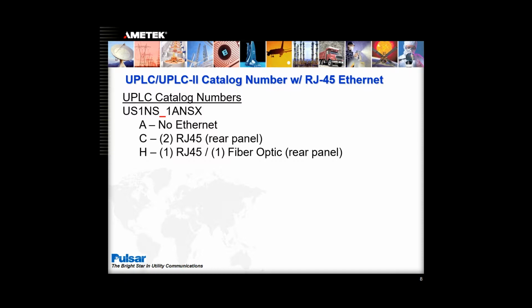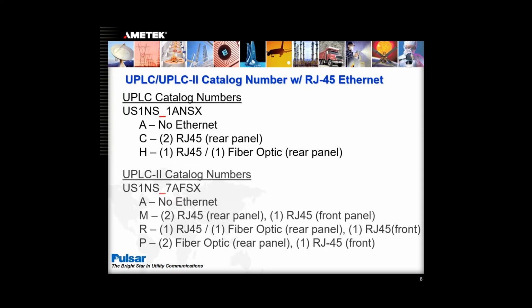UPLC needs a C, 2 RJ45, or H, 1 RJ45 and 1 fiber optic, as there is no front panel RJ45 support. UPLC-II requires M, 2 RJ45, or R, 1 RJ45 and 1 fiber optic, or P, 2 fiber optic.